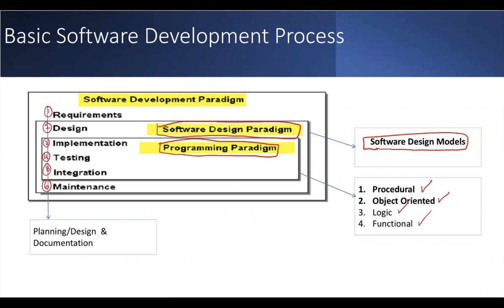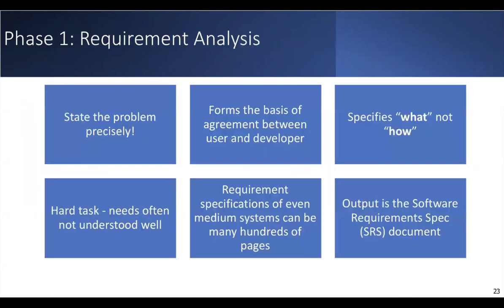Keep in mind that along the way, the outcome of each phase is also aligned with documentation. We might have planning documentation, design documentation, requirement documentation, maintenance documentation. So along the way, we always have documents. Let's start now with the first phase in the software development cycle, which is requirement analysis and specification.